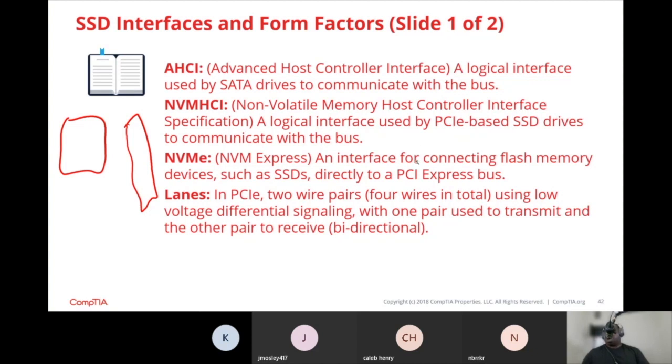So this is what it would look like. These are the PCIe on this side, and that's how it fits in.